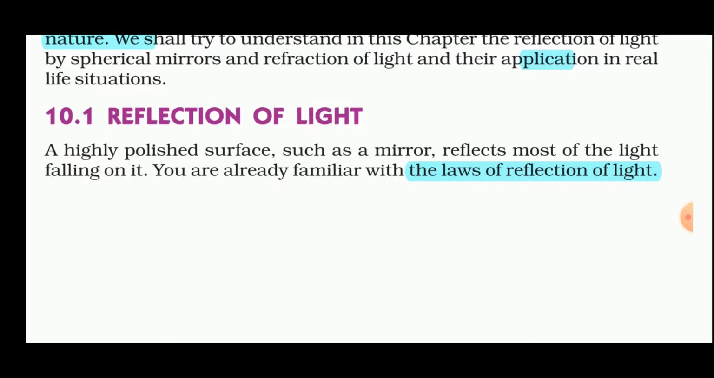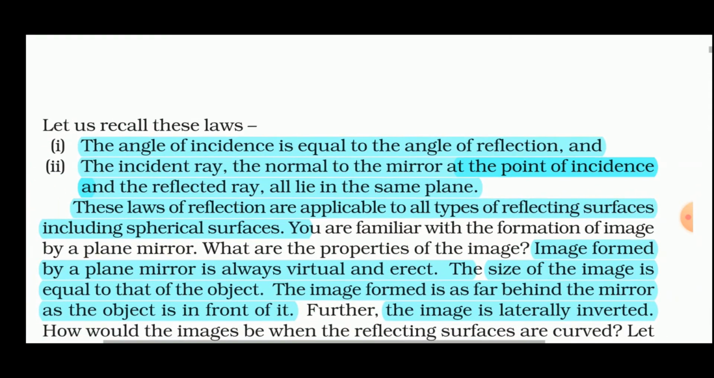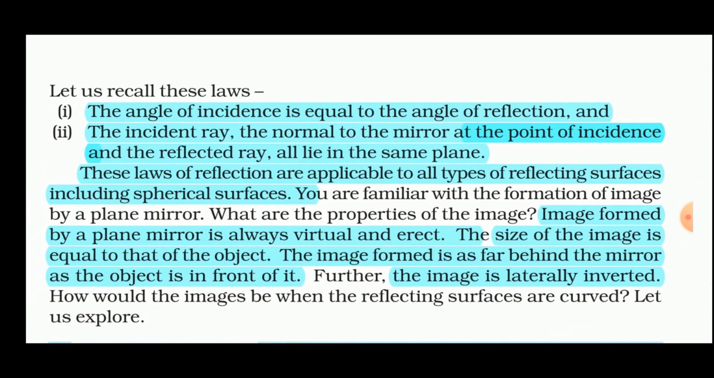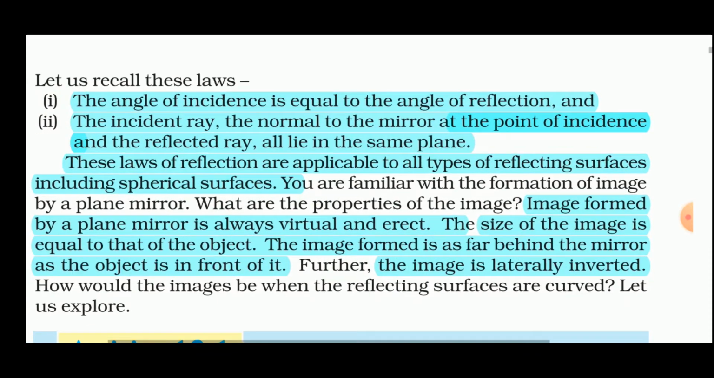Now we are familiar with the laws of reflection. Let us recall the laws of reflection. The first law of reflection is that the angle of incidence is equal to the angle of reflection. The angle of incidence is the angle made by the incident ray with the normal, and the angle made by the reflected ray with the normal is called the angle of reflection. Now all this you have studied in 9th standard.